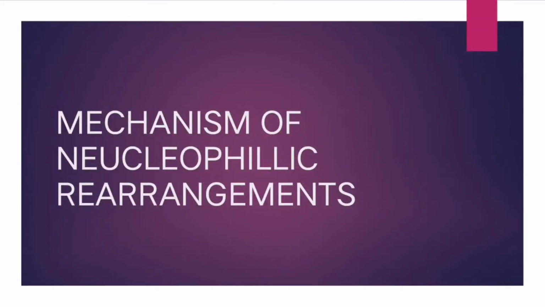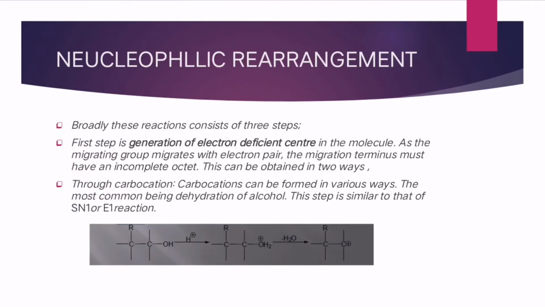Here we're talking about the mechanism of nucleophilic rearrangement reactions. Nucleophilic rearrangement, broadly, these reactions consist of three steps. First step is the generation of an electron deficient center in the molecule. As the migrating group migrates with an electron pair, the migration terminus must have an incomplete octet. This can be obtained in two ways.